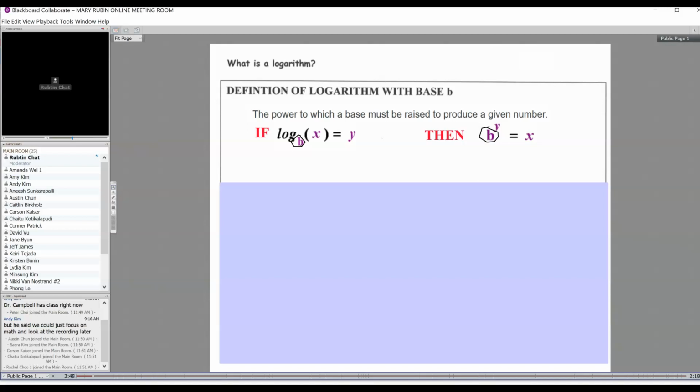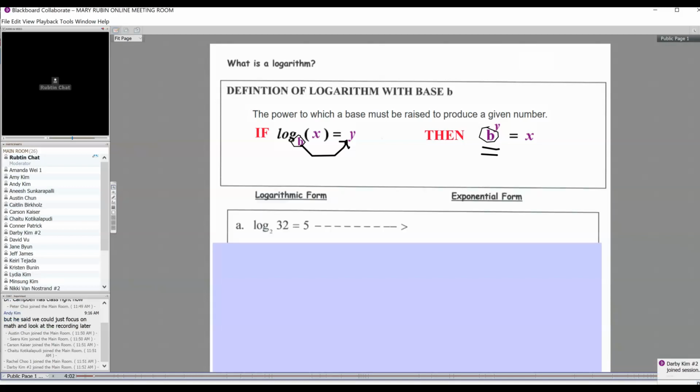Anyway, okay, so this means b to the power of y is equal to x. That's what this is. Let's look at some of these that are back and forth. So in logarithmic form, log base 2 of 32 equals 5 means 2 to the power of 5 equals 32. Okay, so it means 2 to the 5th equals 32. Remember, or not remember, just notice that your answer is the exponent. So the answer to a logarithm is an exponent.